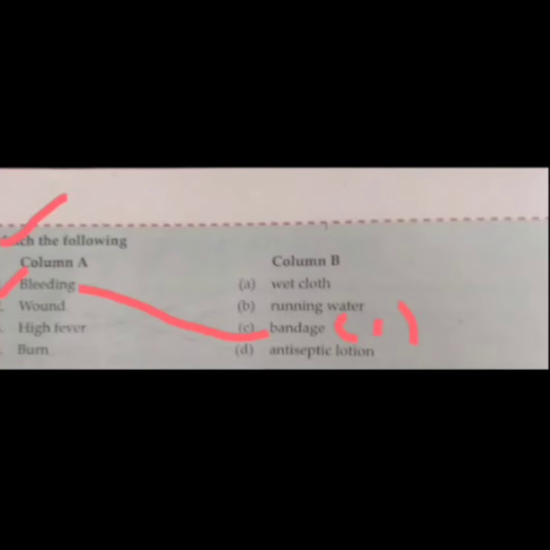Second, the wound. In case of a wound, we should apply an antiseptic lotion. So, this wound, second one, will match with D, antiseptic lotion. Next one, the third one is high fever. And in case of high fever, we should apply a wet cloth on the forehead of the person who is having fever. So, this third one will match with A, wet cloth.